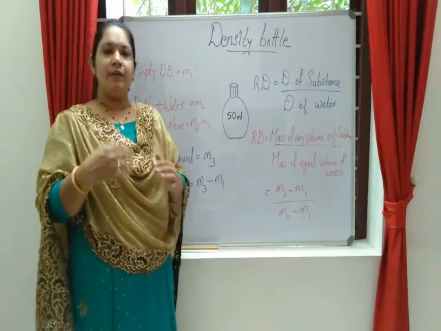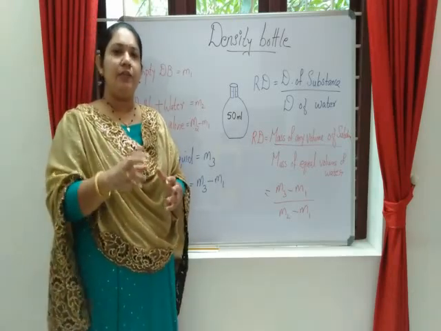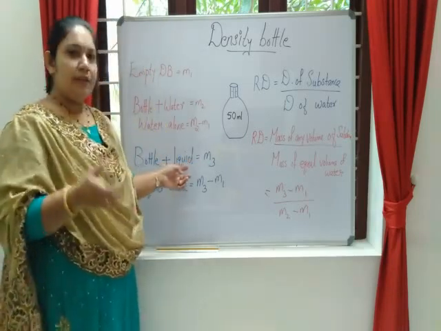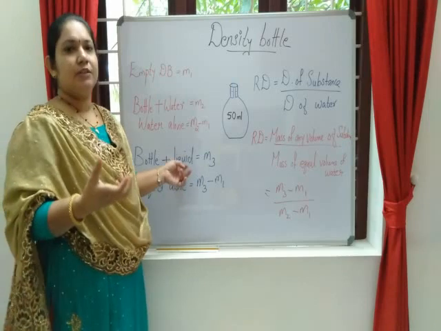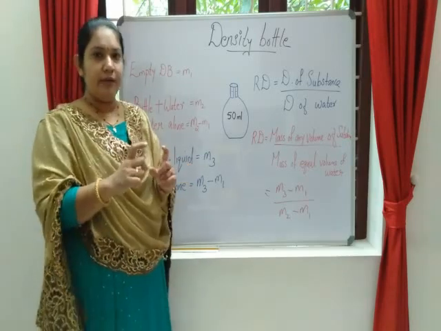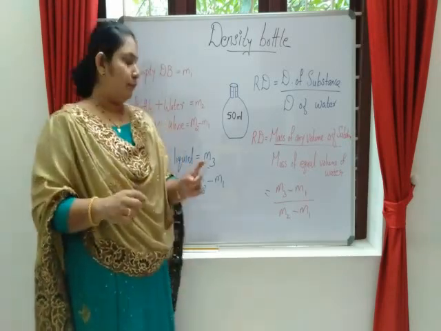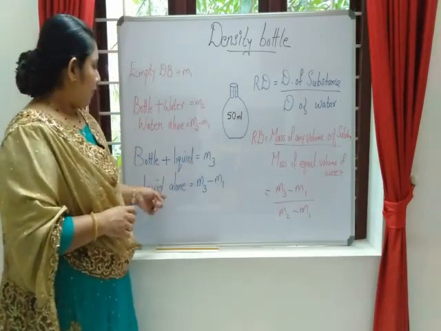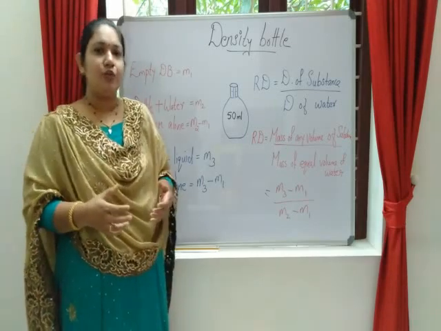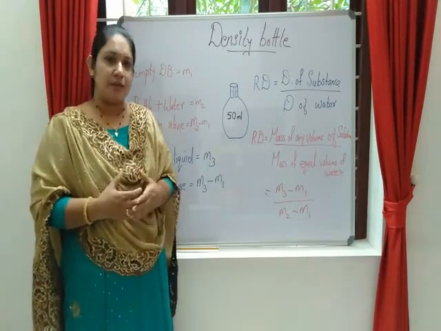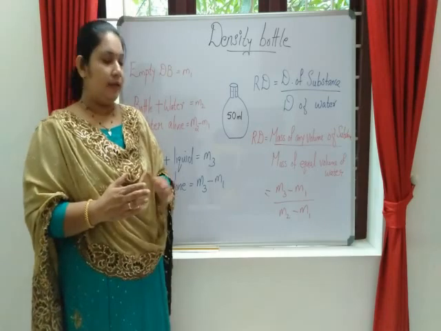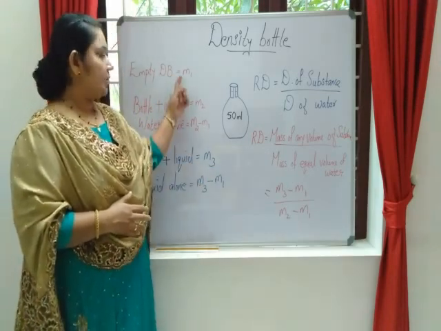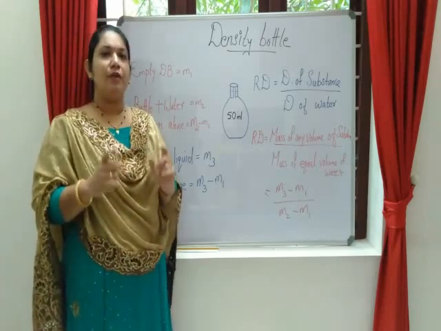After that, we will clean the bottle again and fill it with the required liquid. Here I took milk. So, again fill it with the milk and measure its mass, that means bottle plus milk. We will get the mass as M3. Is it clear? After that, how will you find the mass of the milk alone? We have to subtract the bottle mass from bottle plus milk. So, M3 minus M1, we will get the mass of the milk alone.